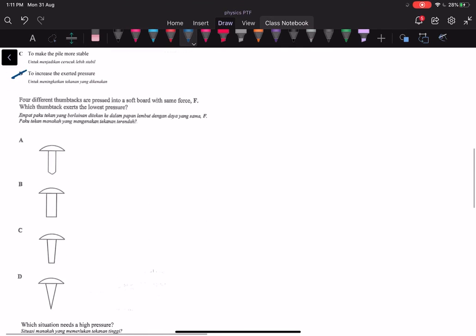Okay, lagi satu soalan. Soalan menyatakan paku tekan manakah yang menghasilkan tekanan terendah? That means lowest pressure. Again, kalau kita nak tekanan yang rendah, luas permukaan mestilah lebih besar. Jadi bandingkan semua luas permukaan yang bersentuhan ni, yang ini mempunyai luas permukaan yang terbesar, maka jawapan dia adalah B.